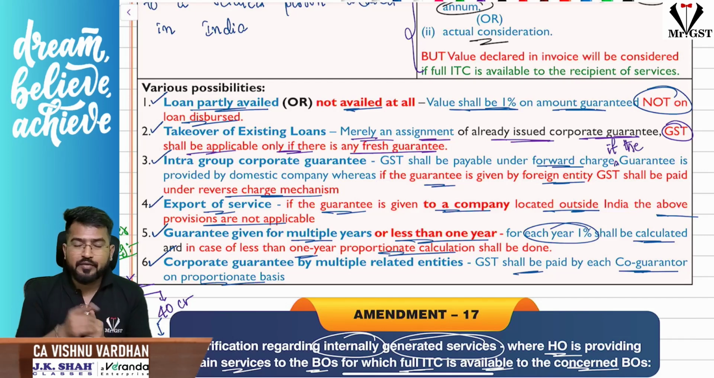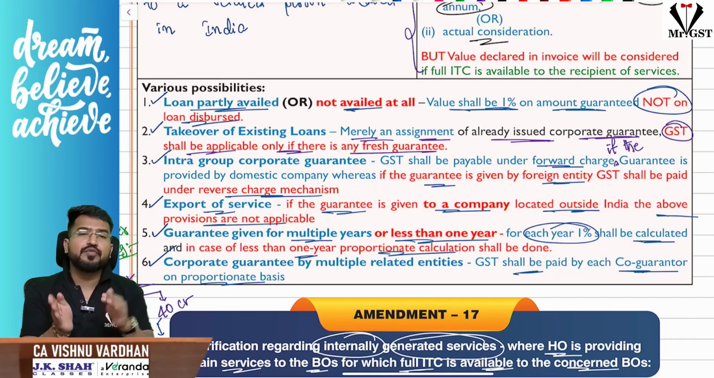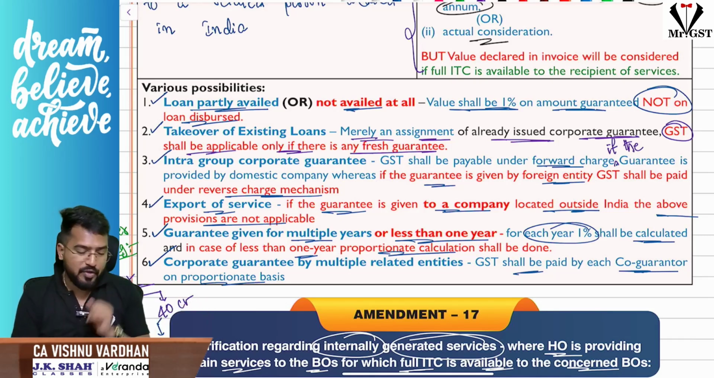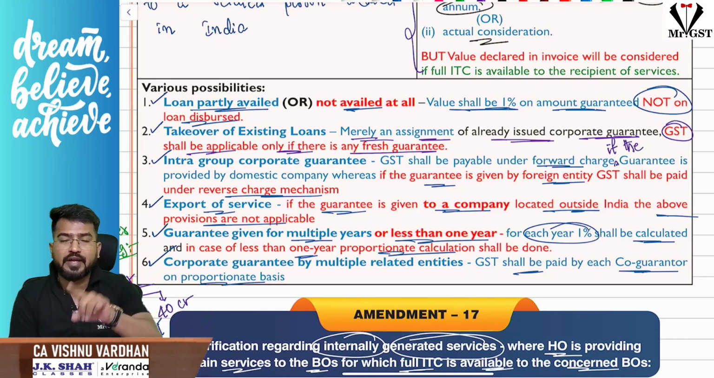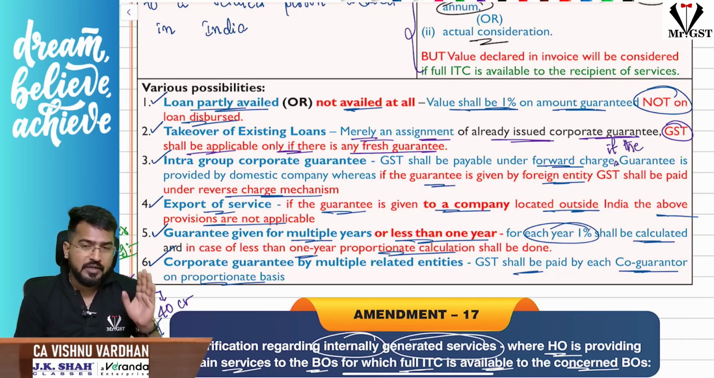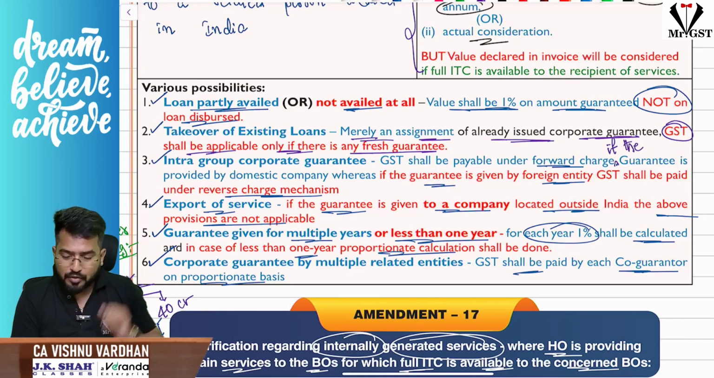How much loan they have taken doesn't matter. How much amount for which you give the guarantee, that is what matters. How much loan they have availed doesn't matter. They might have fully availed the loan or partly, it doesn't matter. You gave a guarantee for 100 crores, so the value of supply will be 1% of 100 crores, not on 40 crores.